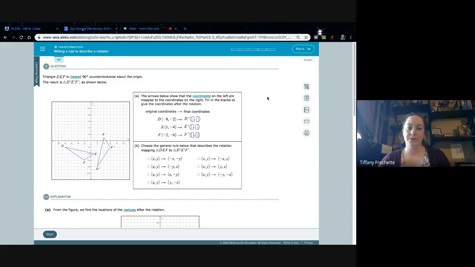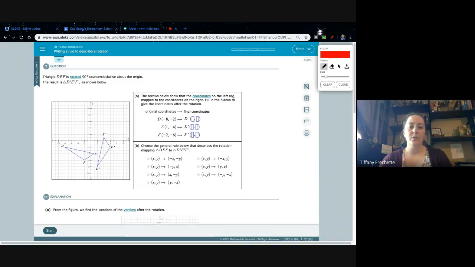Writing a rule to describe a rotation. So we've talked about this a couple of times now, where there are specific rules or ways to see with math how it's rotated. So you don't even necessarily need to see it on here. If I'm given the coordinates, as long as I know the rules, then I know how to rotate it.